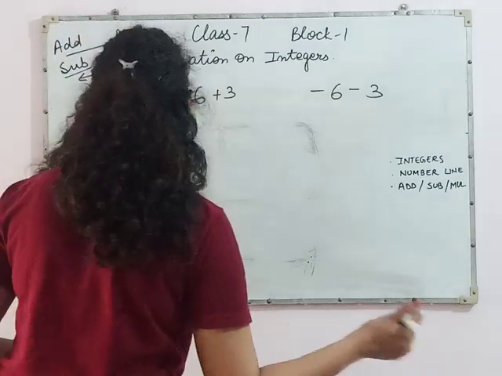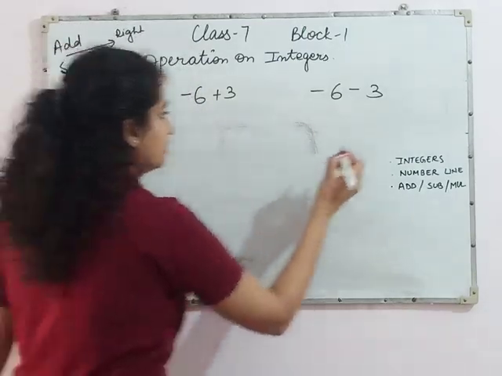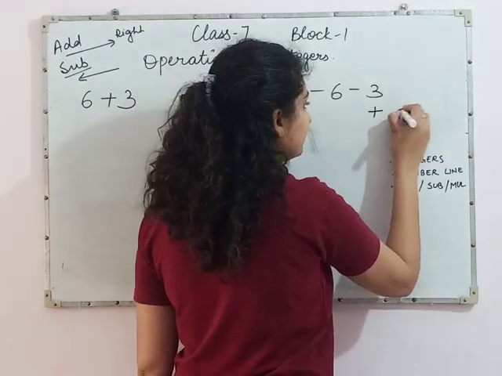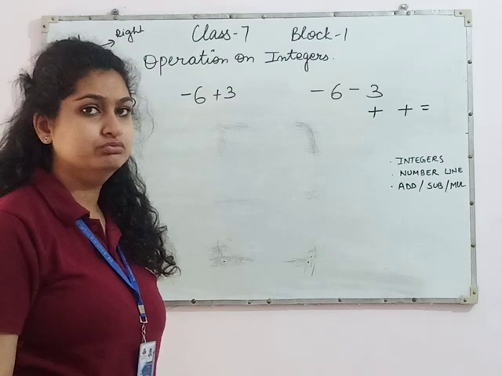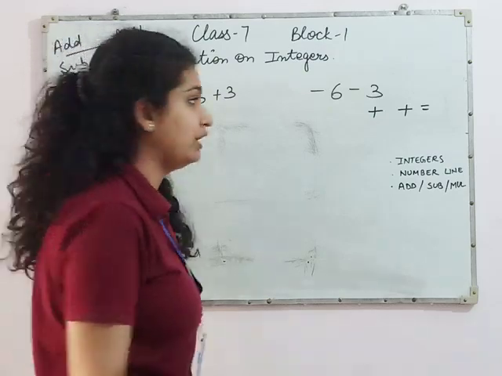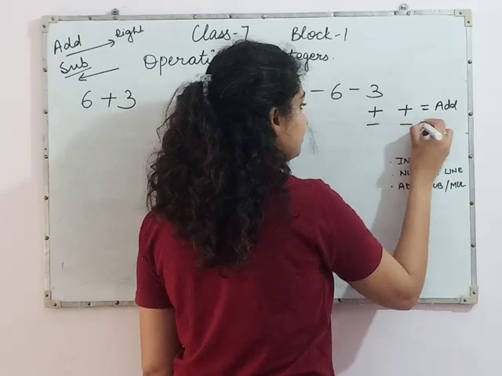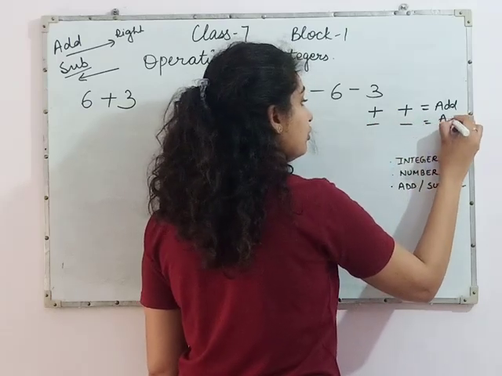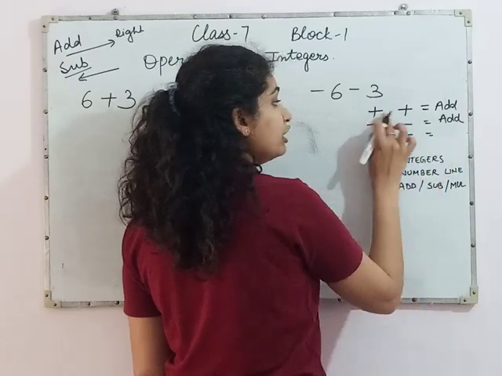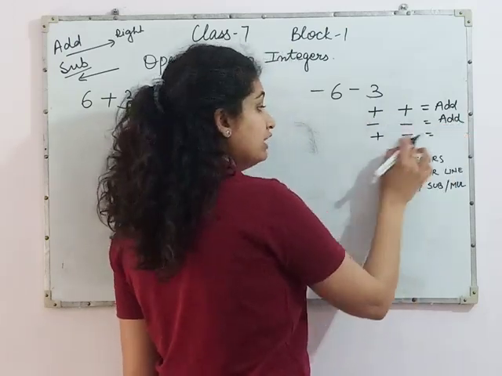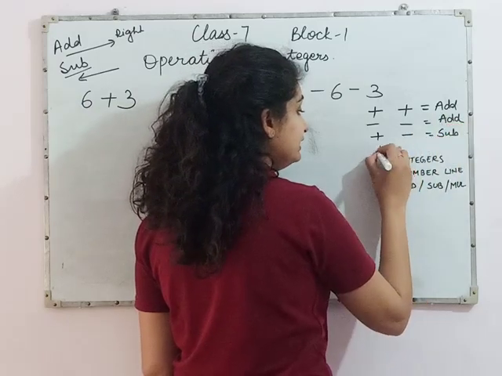Right? Let's start. Suppose two positive numbers are there, what do we have to do? We will add. If two negative numbers are there, we will also add. If they are of the same sign, we are adding them. If they are of opposite sign, we are subtracting the integers.